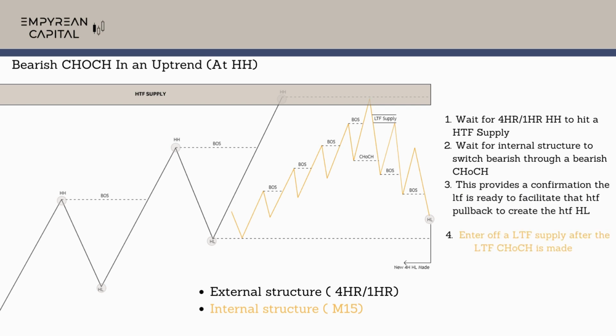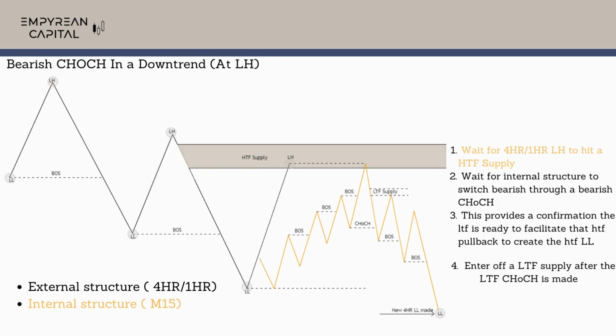And number four, to increase our risk reward, you can enter if you want, but personally, we want to be increasing our risk reward ratio. So the moment that a bearish change of character is made on the lower time frames, we re-enter off a lower time frame supply to increase our risk reward ratio, and we would probably put our take profit at a level where a new 4 hour, or basically the external structure, will make its new higher low in this uptrending market, right? So again, let's have a look at the opposite, a downtrending market.